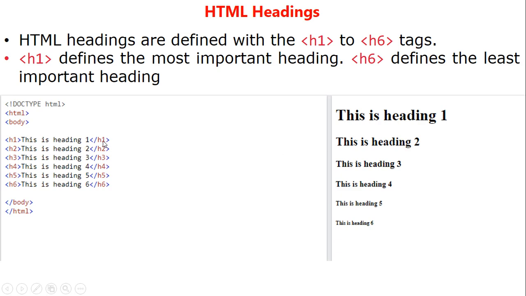As you can see, H1 has the most important, bold font, while the second, third, fourth, fifth and sixth go on decreasing. So as per the importance of that particular heading, you can use H1 to H6 tags as per your preferences. So these are HTML headings.